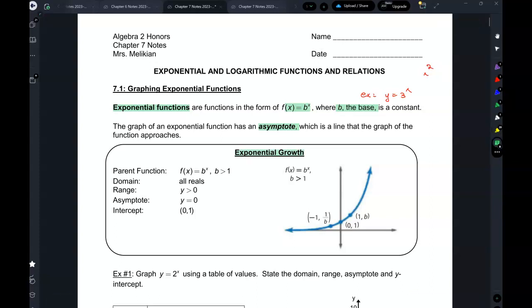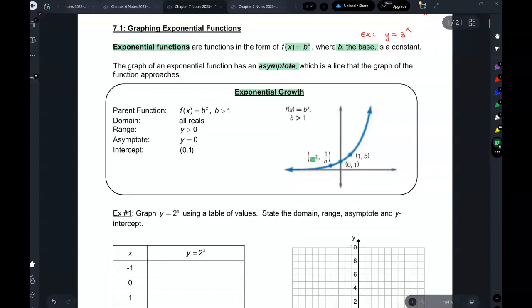Now, when you have the equation, how do you know if it's exponential growth? The equation looks like this, and that number b has to be greater than 1. That's what makes it growth. All right? Now, this is what's important. The domain of all exponential functions is all reals. So there is no thinking involved. The domain for all exponential functions is all reals.